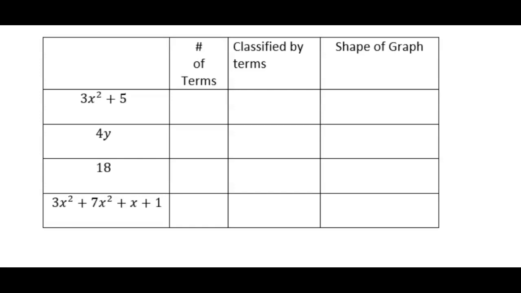Okay, so number of terms in this guy, 3x squared plus 5. There's 1 plus sign. How many terms are there? There's 2 terms. We would classify that as what kind? That would be a binomial. On your work, you can put bi down, or you can spell out the word. Okay? What's the shape of this graph? It's a squared term, so we know that that is a parabola, okay?